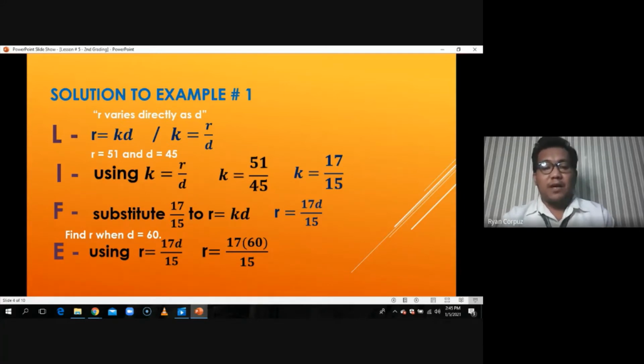So to simplify it, pwede hindi natin i-direct multiply to. We can make use of cancellation. So we can cancel 60 and 15 here, because 60 is exactly divisible by 15. So 60 divided by 15 is 4. So 4 will be left here and 1 on the denominator part. So magiging lalabas na lang ay 17 times 4. And what is 17 times 4? So 17 times 4 is equal to 68.